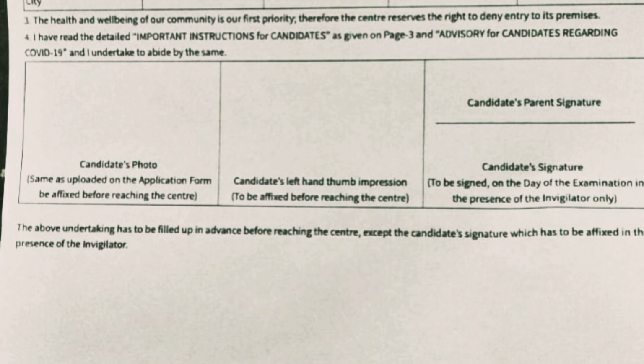And then we can see another column where you have to put your parent's signature. It means you do not put your parents' signature yourself; you have to ask your parents to sign on that column. And the next and last column indicates the candidate signature. But what is important is that you have to sign on the day of examination itself, in front of your invigilator only. All other things, that is the candidate's photo, your thumb impression, and your parent's signature, have to be put at your home itself. But the candidate's signature is to be signed on the day of examination in the presence of your invigilator only, so leave it as an empty space there.